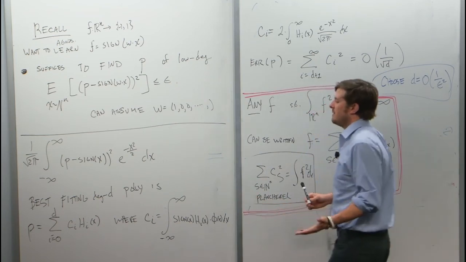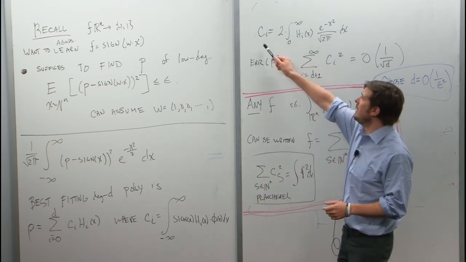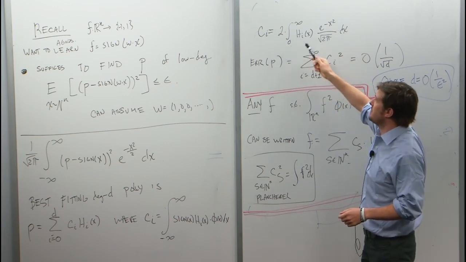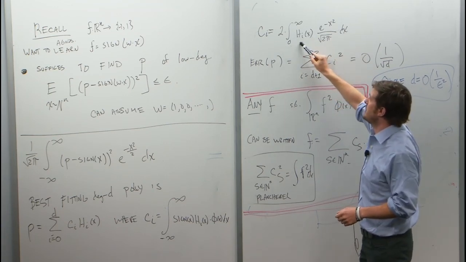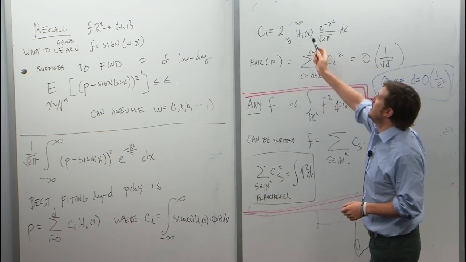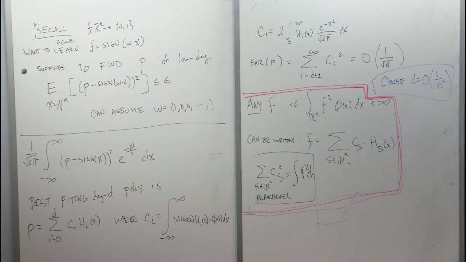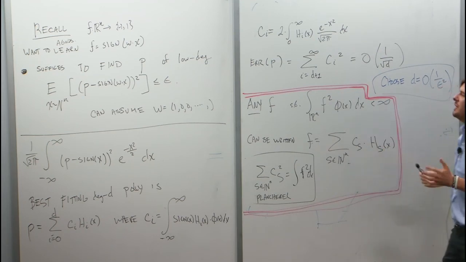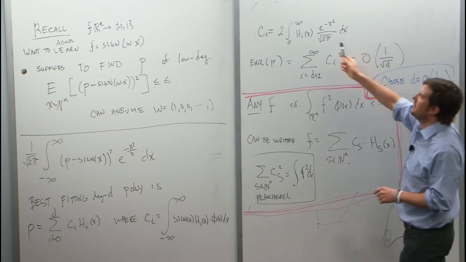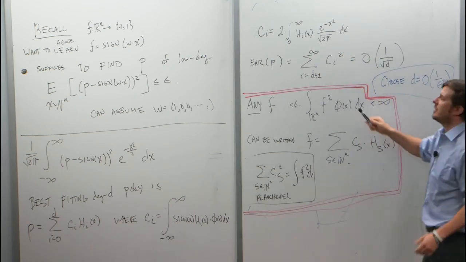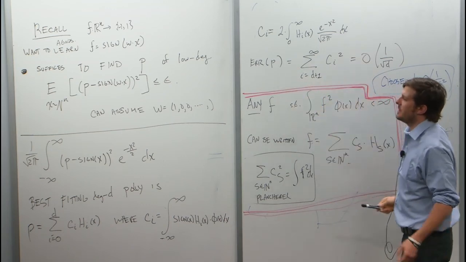We even know an explicit formula for the c_i's. It's easy to see that it's 2 times the integral from 0 to infinity of the ith Hermite polynomial times the Gaussian density. As I said, the Hermite polynomials are specifically constructed to be orthogonal with respect to this density, so this is a very nice quantity to work with. If you look in a book on approximation theory, you'll probably see this term floating around all over the place. And so it wasn't too difficult for us to actually compute what the error of this polynomial is.